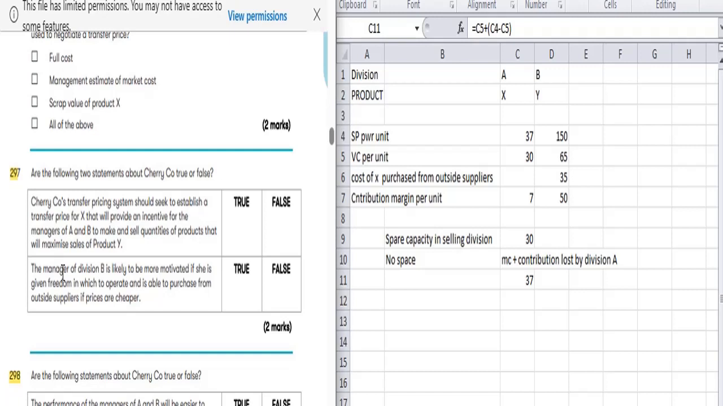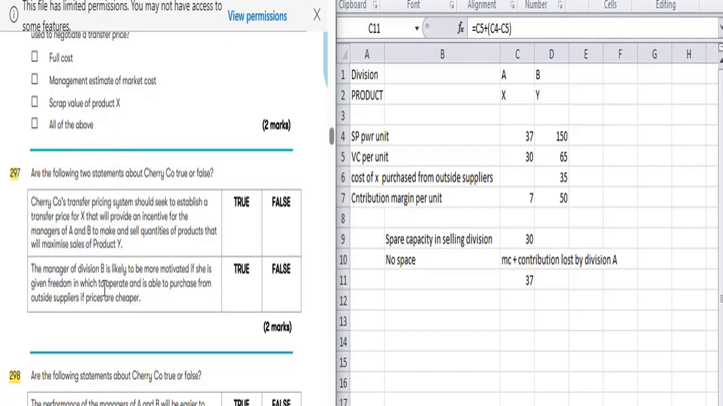No, actually it is obvious that they will set a transfer price that will provide an incentive to both managers to make and sell quantity of the product that will maximize not the sales but the total profit of the company. So this is the point where we make a mistake. It's not about the sales. Overall, in transfer price, one of the objectives is goal congruence. And what is goal congruence? Whatever price will be set by the division, the aim should be to maximize the company's total overall profit, not the division profit. So this one is false.